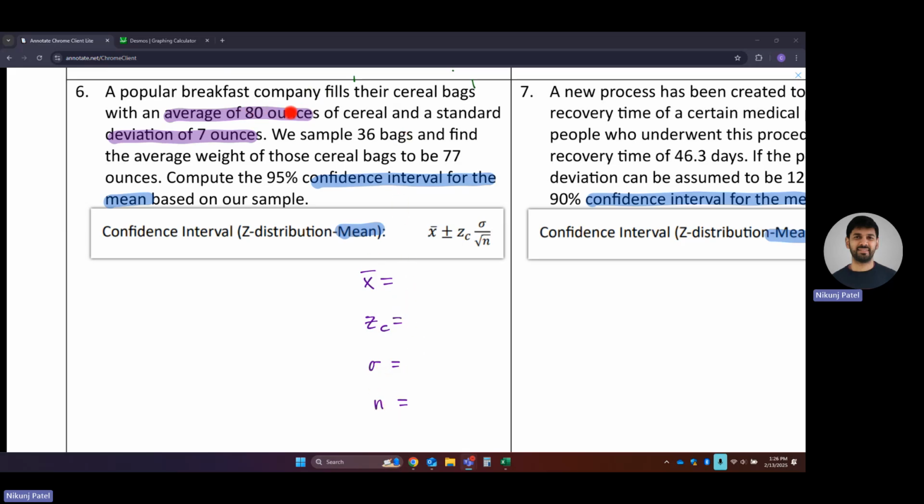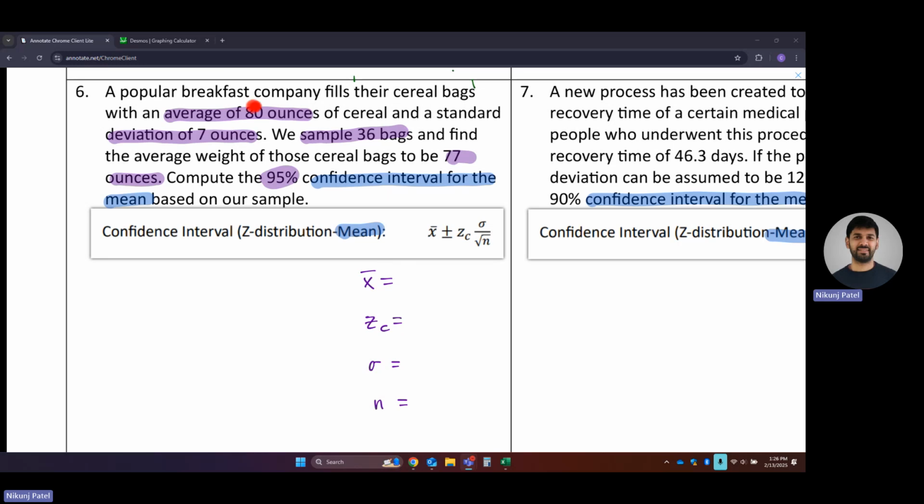We get an average of 80 ounces, a standard deviation of 7 ounces. The sample is 36 bags. And we also have another average right here. Average weight of those cereal bags to be 77 ounces. Compute the 95% confidence interval.